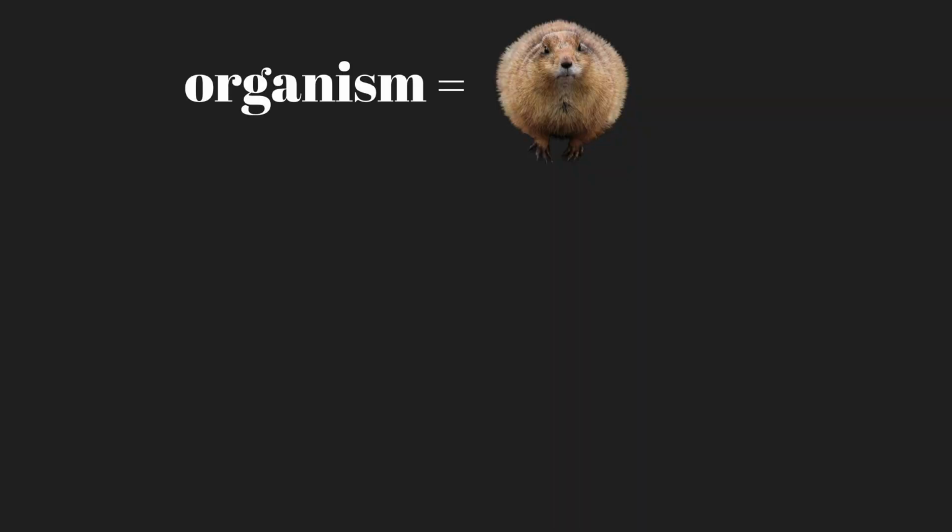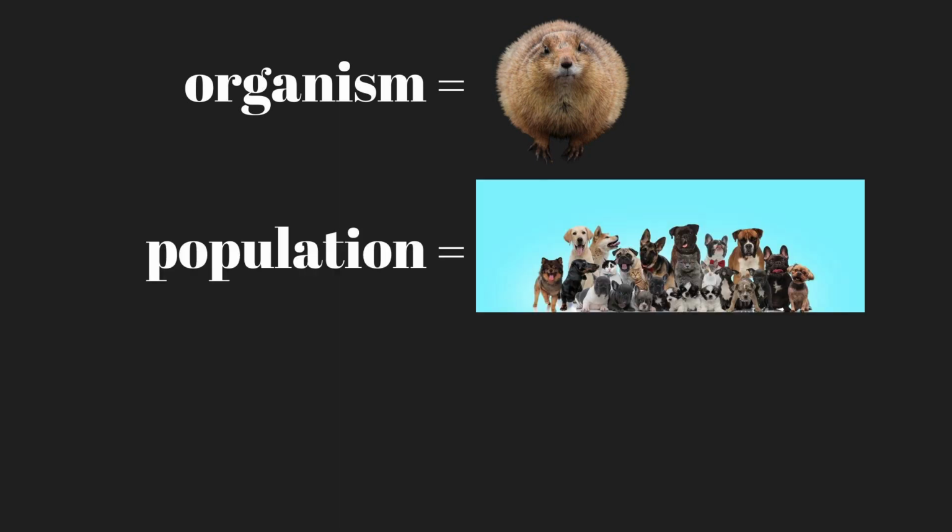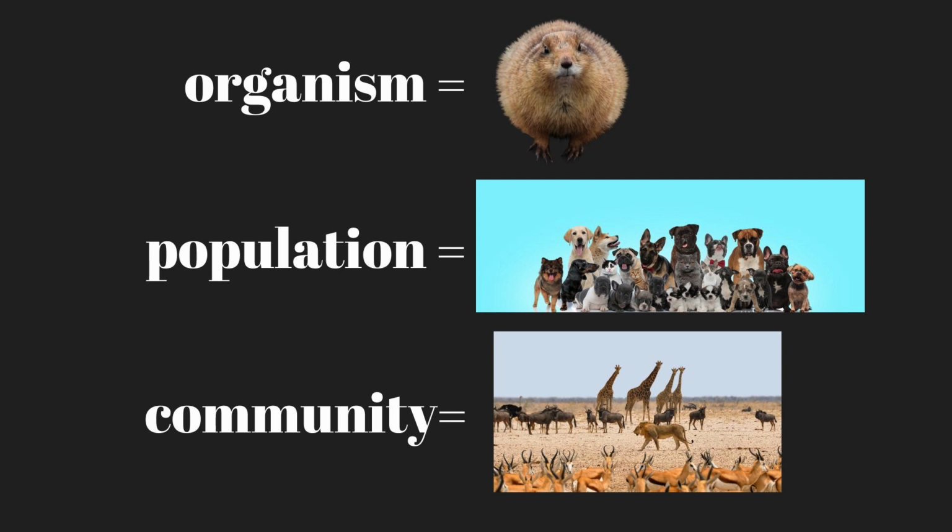Time for a recap. An organism is a single living thing. It can be an animal or a plant or even a single-celled organism. A group of similar organisms, they make a population. And when multiple populations share an environment, they make a community.